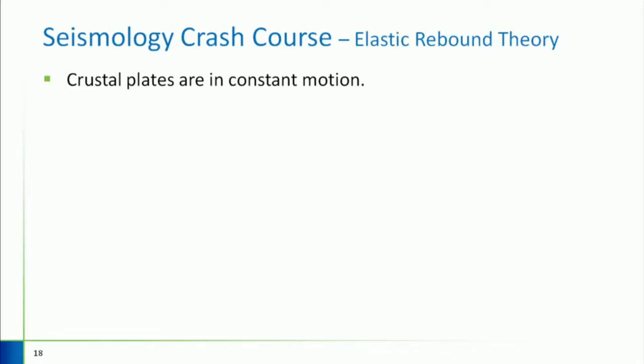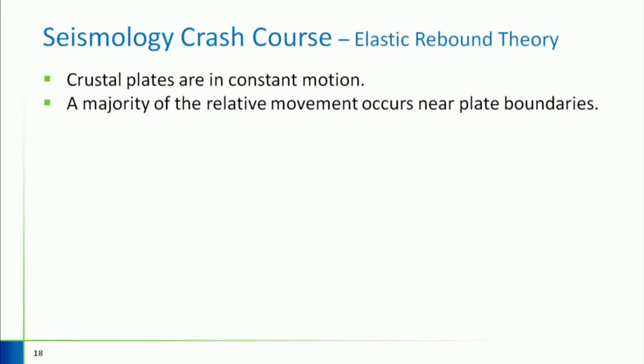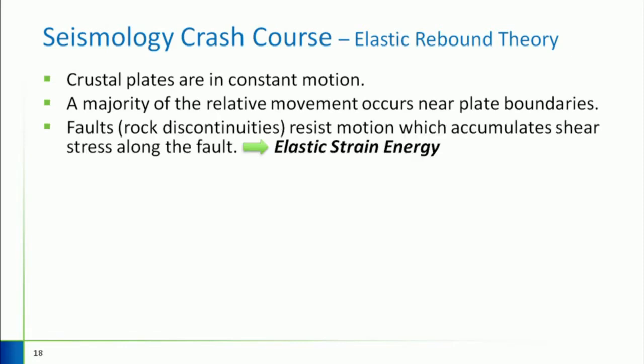So there's a thing called elastic rebound theory, probably the best definition of how these earthquakes occur over and over in the same spots. And that is that these plates are in constant motion. The motion occurs on these boundaries. And these faults can resist that motion in some way based on the strength of that fault.